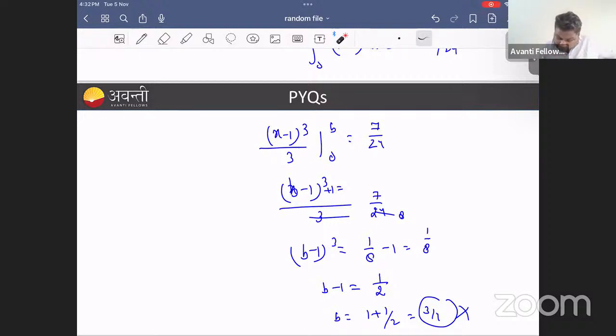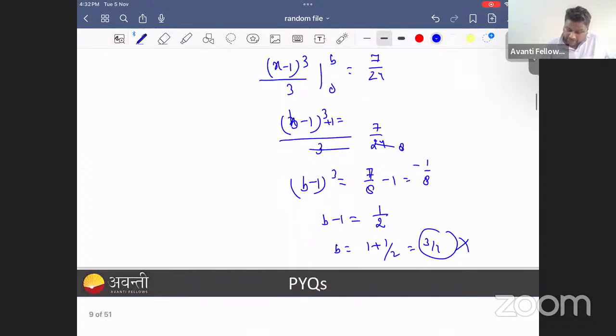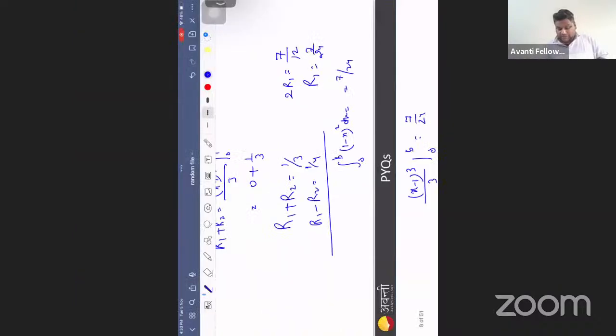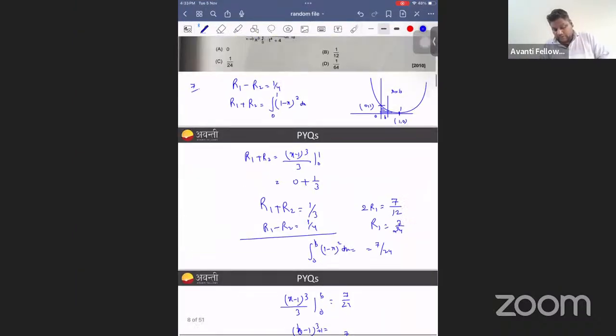No, no, no. It is 7 by 8 minus 1, so minus 1 by 8. So b minus 1 becomes minus 1 by 2. So b becomes 1 minus 1 by 2. So the answer of b is 1 by 2. Got it? Just the calculation mistake only, as the question was very easy. Have a look.